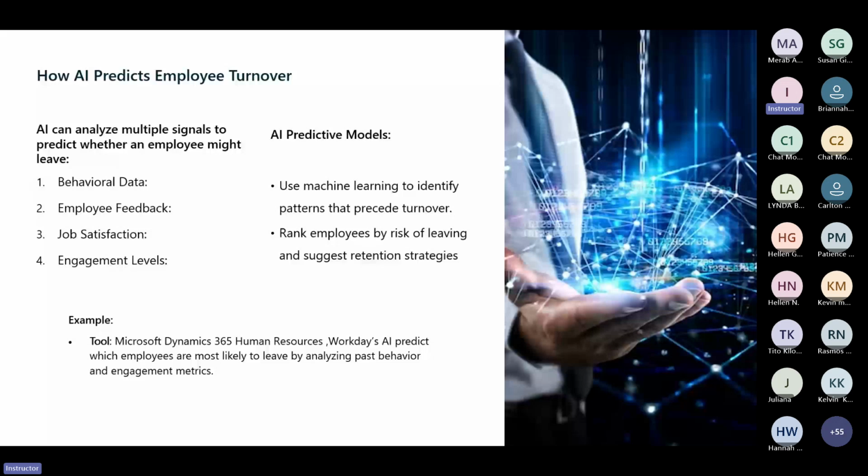But here's the key. AI, as I said, doesn't replace human judgment. It amplifies it. It gives HR the insights that they need to be able to act early with empathy, of course, and not just data. We are not robots, we are humans. We can feel empathy. We need to sympathize with our employees. All right, you see what I'm saying?